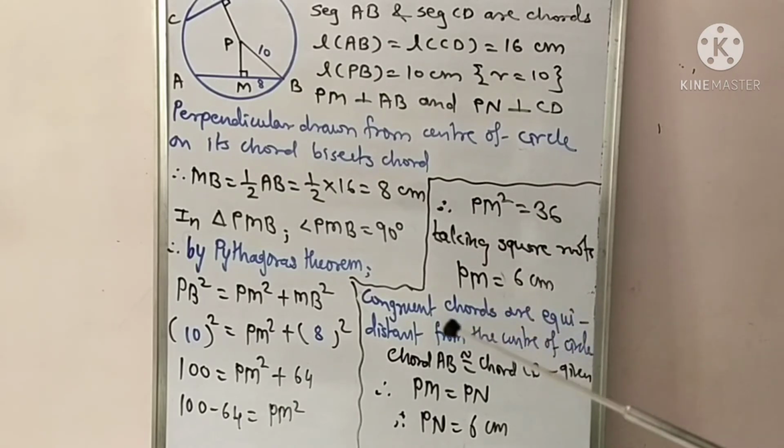But as we know, congruent chords are equidistant from the center of the circle, and we have been given that the chords are congruent. Chord AB is congruent to chord CD, so PM is equal to PN, and therefore PN is also 6 centimeter, which means the distance of these chords from the center of the circle is 6 centimeter. So like this, for 3 marks, that is the example asked in the exam.